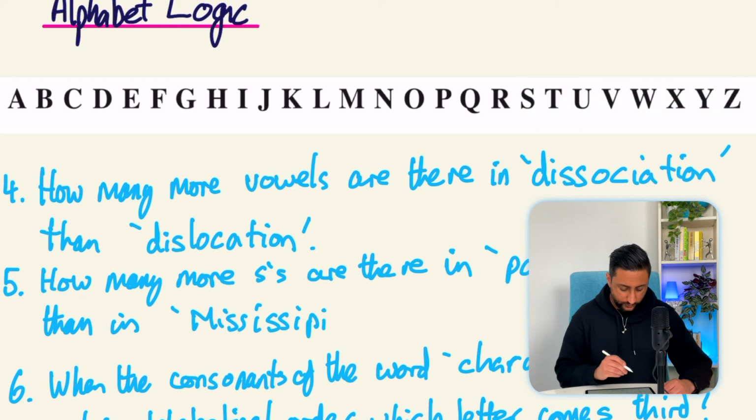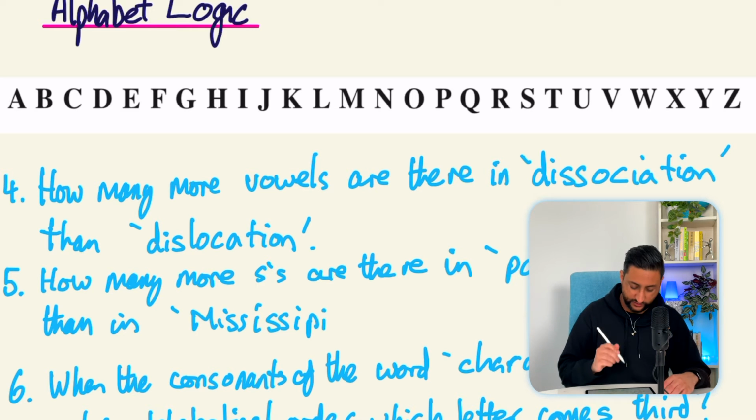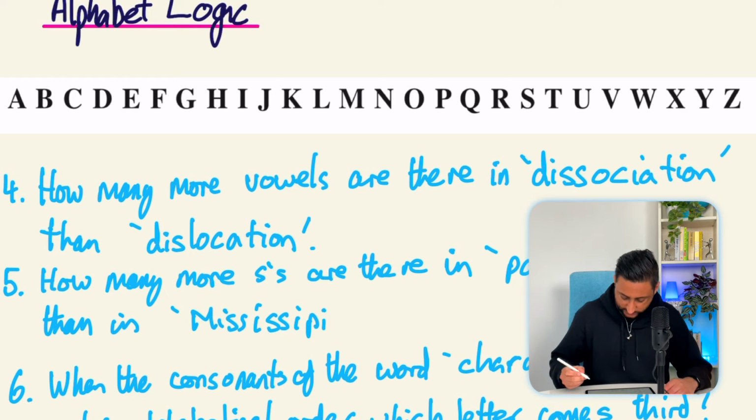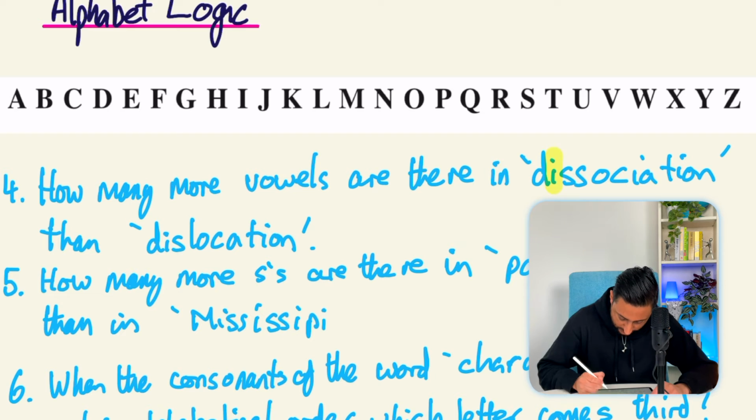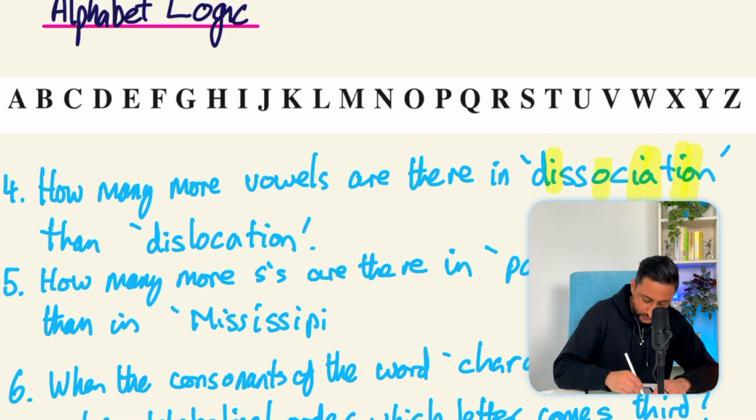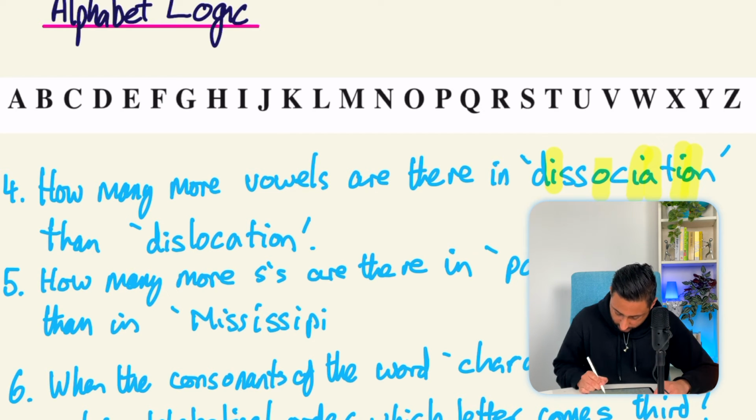Question 4, how many more vowels are there in dissociation than dislocation? So we're looking only for the vowels, so I'm going to highlight that for us here. We've got an I, an O, an I, an A, an I, and an O. So 1, 2, 3, 4, 5, 6 in that one. So I'm just going to write 6 there.